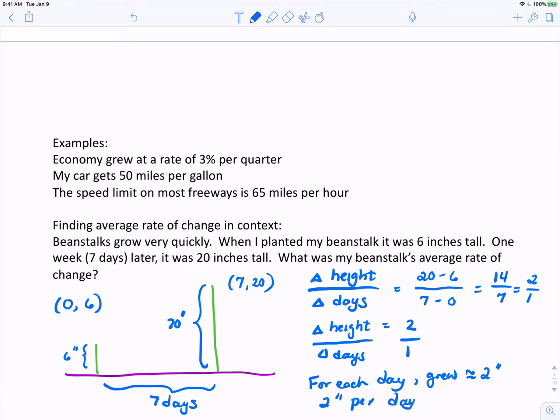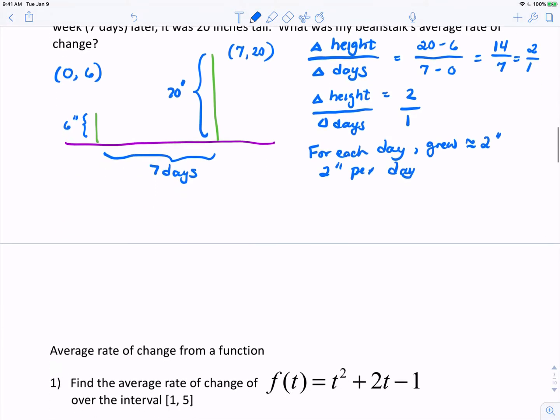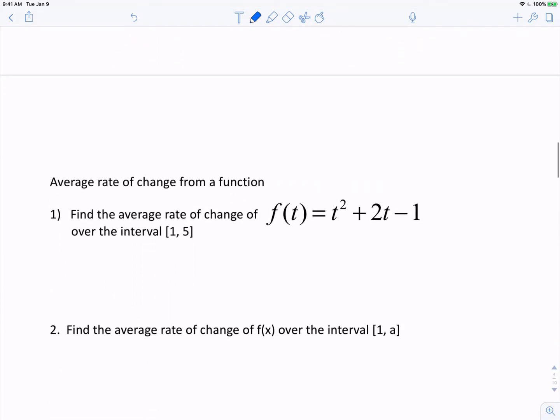So that's an example of rate of change in context. Let's take a look at some examples in algebra. Find the average rate of change of a function.